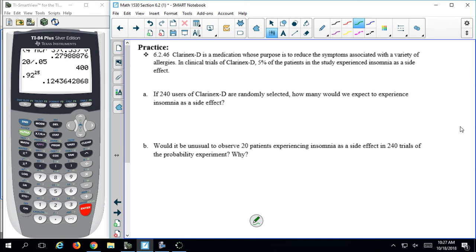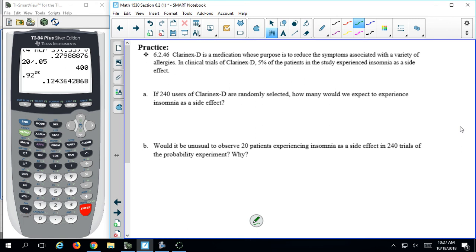So this says Clarinex D is a medication whose purpose is to reduce the symptoms associated with a variety of allergies. In clinical trials of Clarinex D, 5% of patients in the study experienced insomnia as a side effect. If 240 users of Clarinex D are randomly selected, how many would we expect to experience insomnia as a side effect? We would expect 5% of the 240.